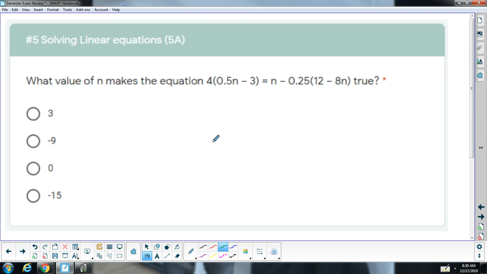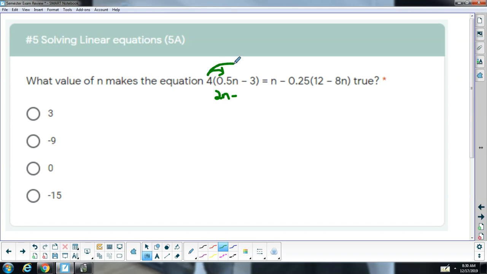We want to know the value that makes this equation true. So this is where we have to get this in by itself. First, before we can do anything, we have to get rid of parentheses by doing our distribution. So we're going to do 4 times 0.5. You can pull your calculators out if you need to. 4 times 0.5 is going to be a +2. So this turns into 2n.